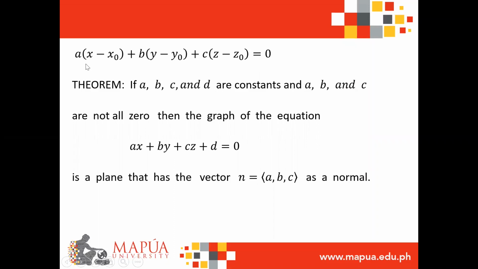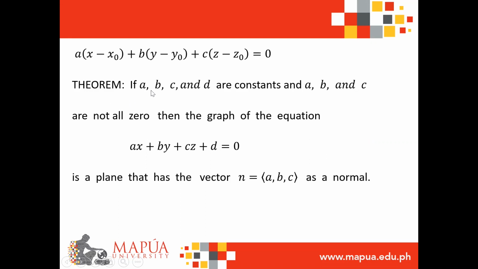We can reduce the point normal form of the equation of the plane. So from the equation that we have seen a while ago, we have a multiplied by quantity x minus x sub 0, plus b multiplied by y minus y sub 0, plus c multiplied by z minus z sub 0 equals 0. So this is obtained by using this theorem.